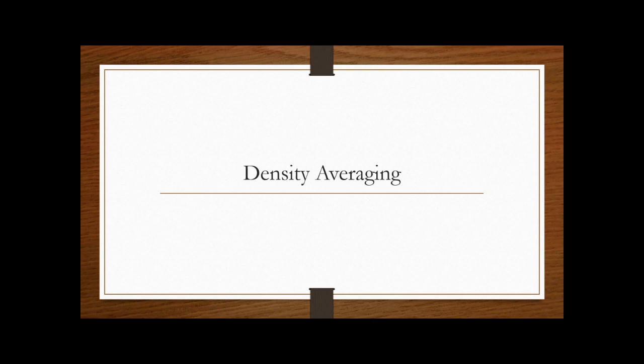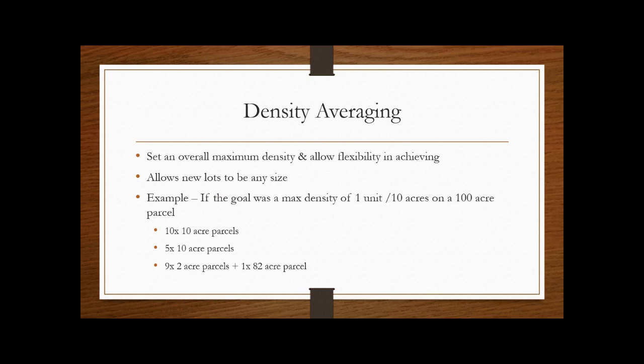Density averaging, it's a similar setup. With density averaging, you set an overall maximum density but allow flexibility to achieve that. So you can allow new lots to be any size to meet your maximum density. You don't have to set a minimum lot size. You don't have to set a maximum lot size. If the goal for your density averaging was a maximum of 1 unit per 10 acres, for example, just to keep the numbers simple, on a 100-acre parcel someone could develop 10 10-acre parcels. Or we'll skip the middle one because I started working on that and skipped it. You could develop 9 2-acre parcels with 1 82-acre parcel left over. Basically anything in between there, you can work it out how you want to.